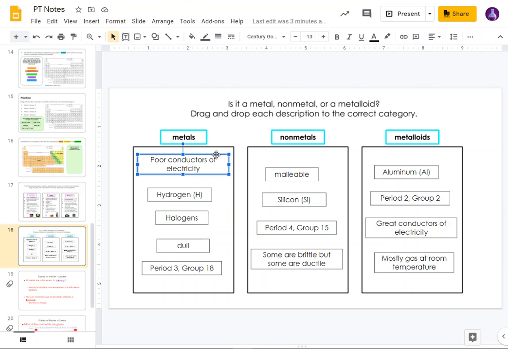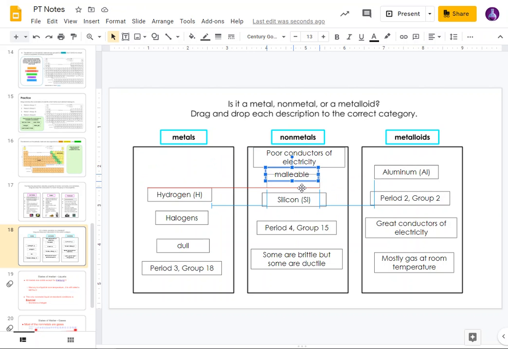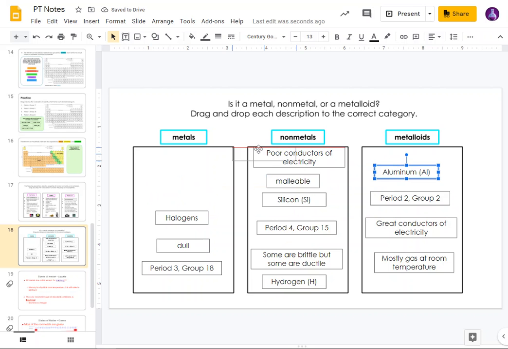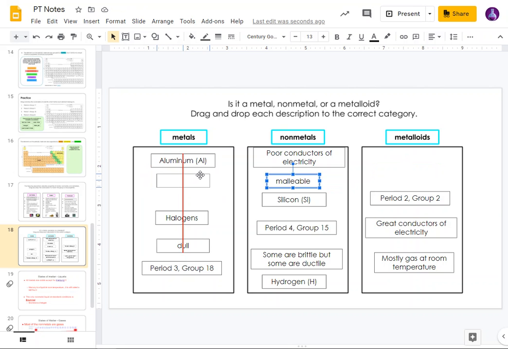Okay, so poor conductors, where am I going to put that one? Which category? Yes, over here to the non-metals. And since this one here, let's take a look. Hydrogen also belongs over here in the non-metals. Aluminum, of course, goes over here in the metal category. And malleable, where it can be pounded into sheets and formed into other shapes, that one would be a metal characteristic. Halogens, all of those are in the non-metal category.